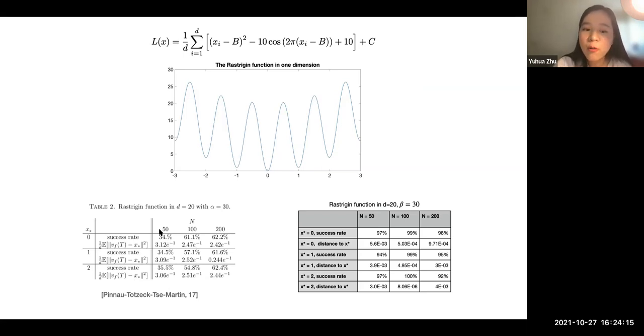Before, when we used isotropic noise, the success rate of finding the global minimum was from 34% to 62%, depending on how many particles you use. When you use more particles, you have a higher success rate of finding the global minimum. And when we use component-wise noise, we can see that even with the smallest number of particles, 50 particles, we almost have a 100% success rate of finding the global minimum. So that's why in high-dimensional optimization problems, this component-wise Brownian motion actually helps a lot to find the global minimum.